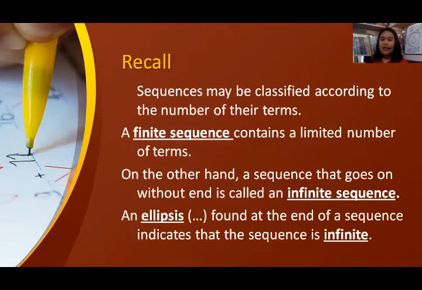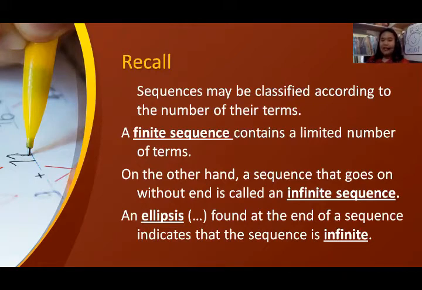Okay? So, a sequence may be classified according to the number of their terms. So, if for example, you were given a sequence with 10 terms, we can say that that sequence is a finite sequence. Why? Because it contains a limited number of terms. For example, a set of numbers from 1 to 5, or a sequence that has 6 terms. So finite yung sequence niya. Ibig sabihin, eksakto lang. Wala nang susunod.